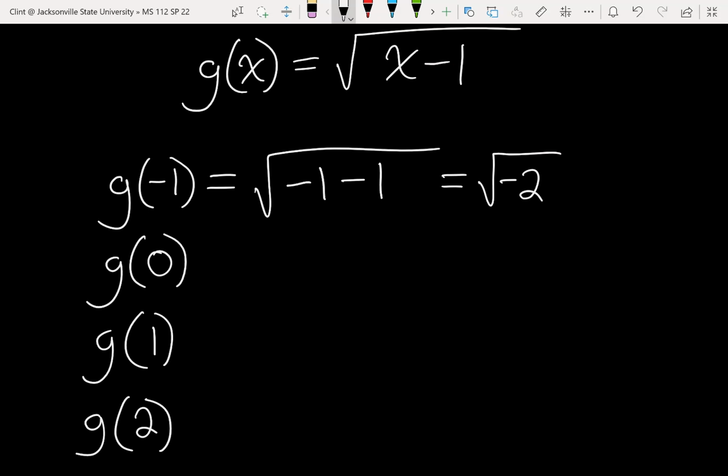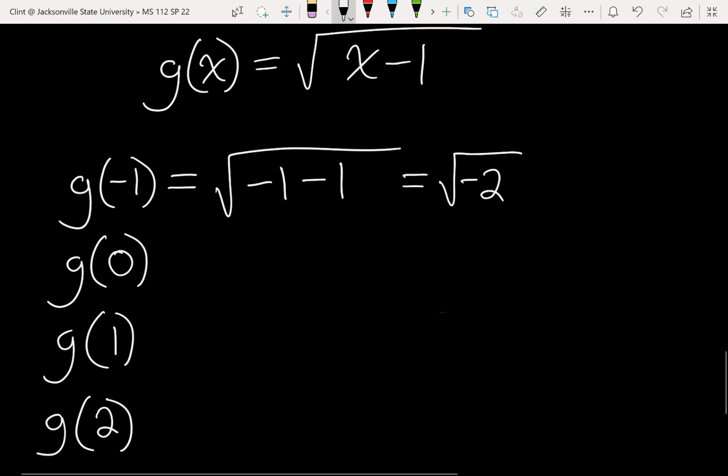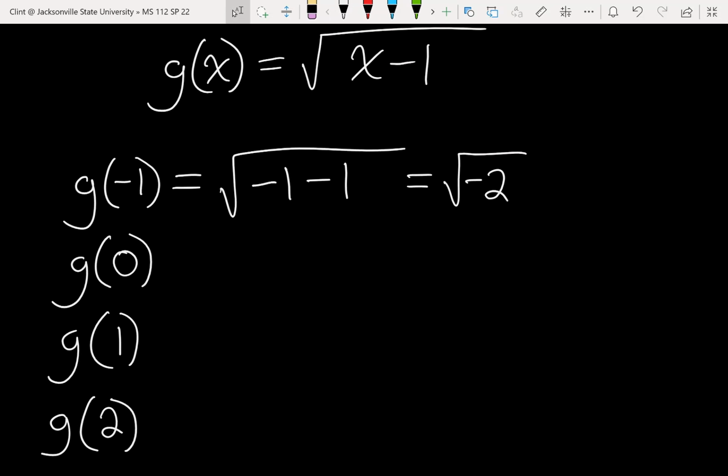So if we're not allowing complex values, what would we get for our output on that one? If we try to take the square root of a negative number, we could get a complex answer. But if we're not allowing a complex answer, then what's the deal? We can't get an output. We can't get a real number to come out of that. So we would end up not being able to find an output on that one.